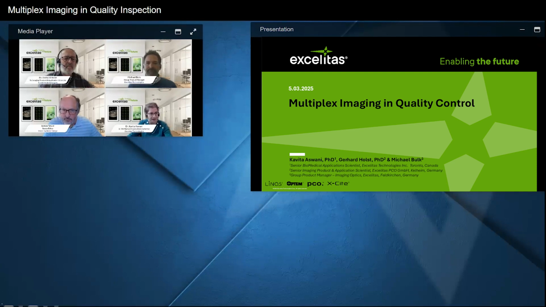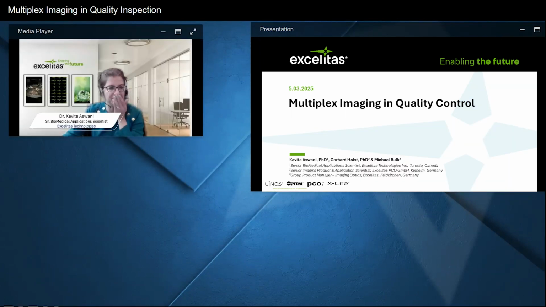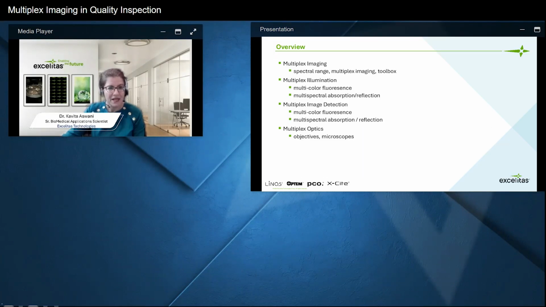So thanks. We're going to discuss multiplex imaging in quality control. I will start with the illumination part. Gerhard will cover the camera part, and then Michael will come in for the optics. So, an overview of what we're going to talk about: multiplex imaging, which involves illumination, detection, and the optics in between.